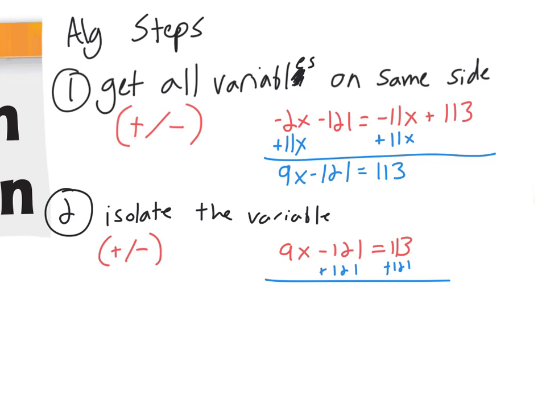That would give me 9x. The 121 has been canceled out. And what is that? 234. All right, so now all the variables are on the same side. We've isolated the 9 x's. They're the only thing on that side of the equal sign. Which leads us to our last step here.